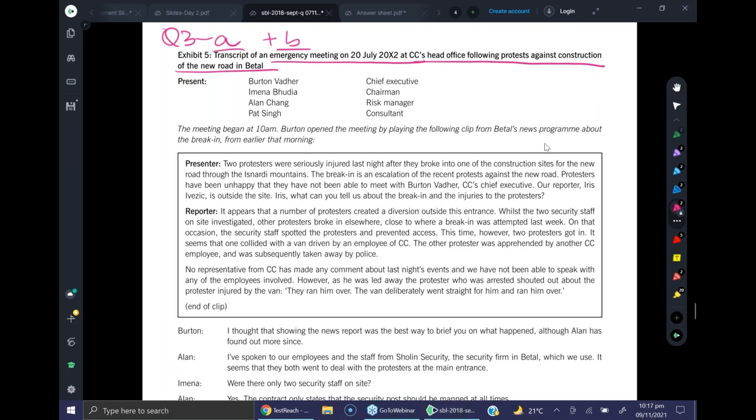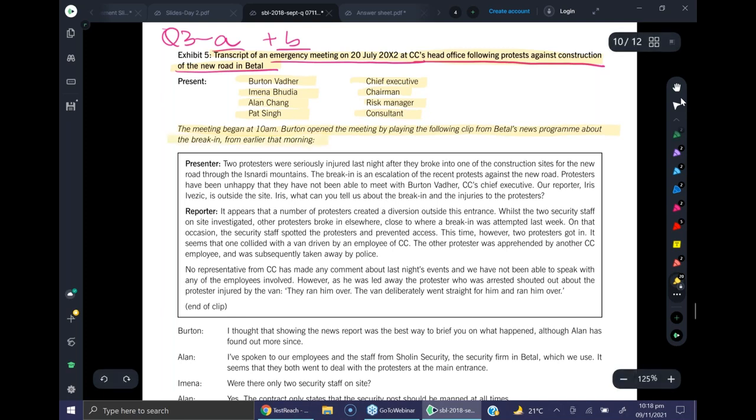Okay, I'm going to read it. Everyone, please follow. Transcript of emergency meeting at CC's head office following protest against construction of new road in Beetle. Present: Burton, Amina, Alan, Pat, the CEO, chairman, risk manager, and consultant. The meeting began at 10 a.m. Burton opened the meeting by playing the following clip from Beetle's news program about the break-in from earlier that morning.